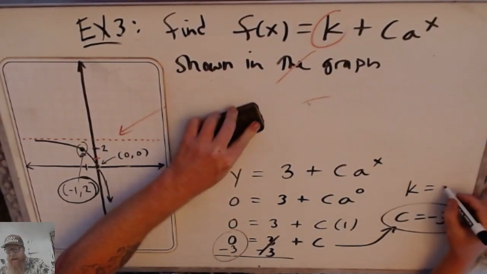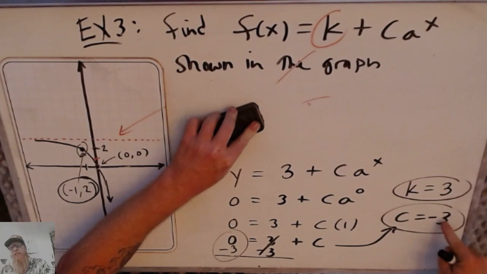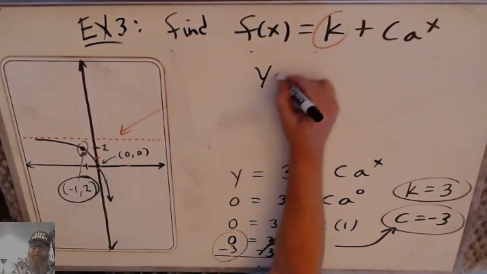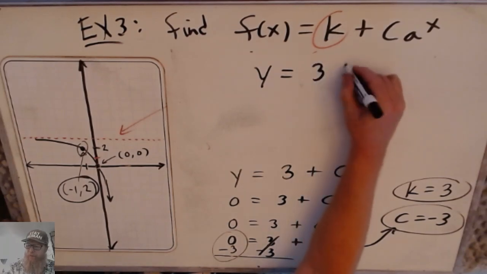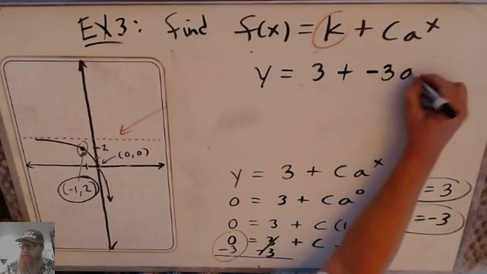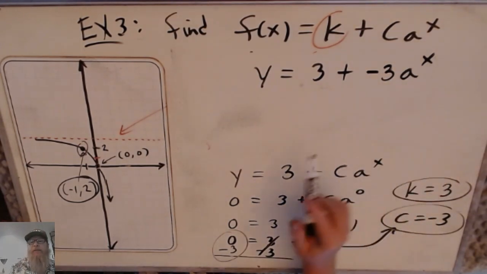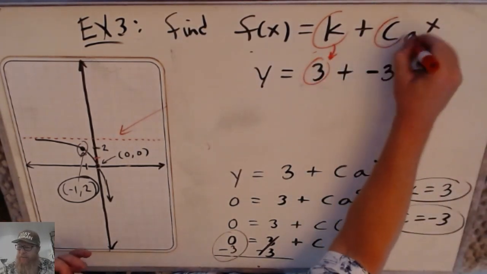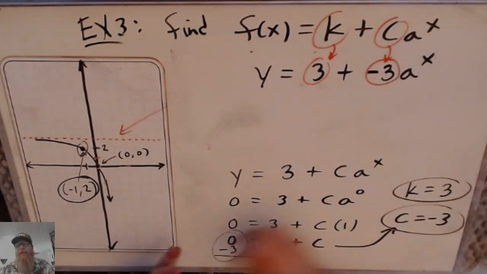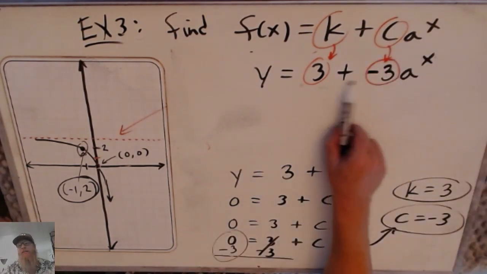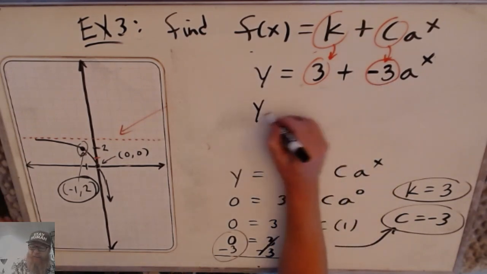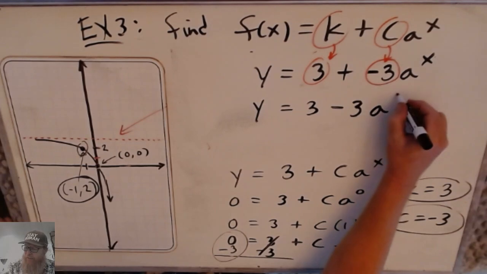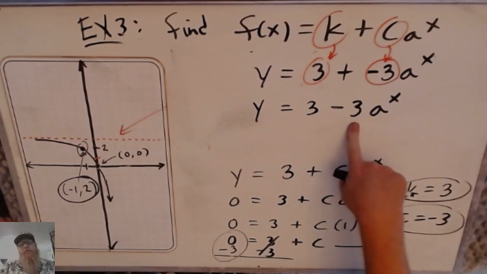I already know k. K is 3. I already know c. C is -3. The only thing left to find is a. So k is 3. C is -3. Nobody likes to see plus minus like that, so we typically simplify that. Plus -3 is the same as just 3 minus 3.